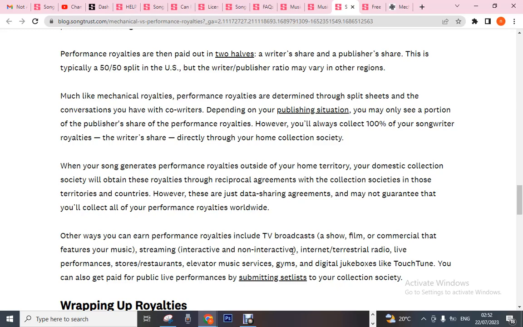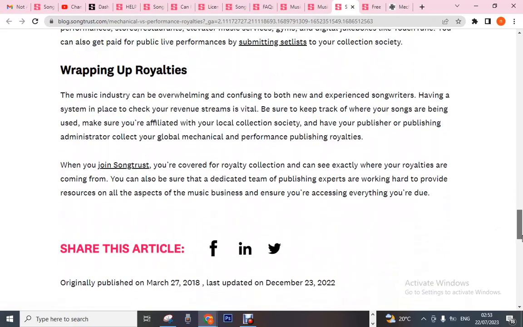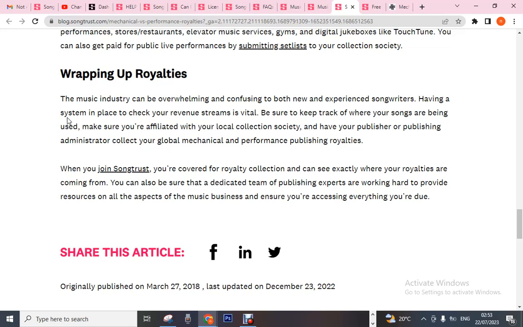Other ways you can earn performance royalties include TV broadcasts, a show, film, or commercial that features your song, streaming, interactive and non-interactive, internet, terrestrial radio, live performances, stores, restaurants, elevator music services, gyms and digital jukeboxes like TouchTunes. You can also get paid for public live performances by submitting set lists to your collection societies. And basically we were describing what Songtrust does for you.